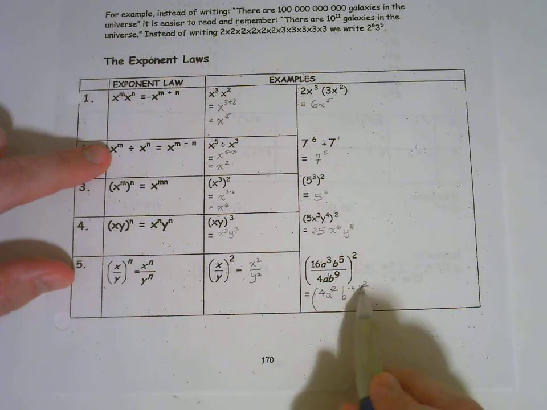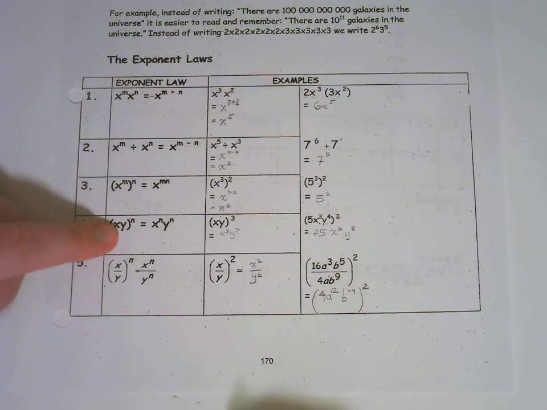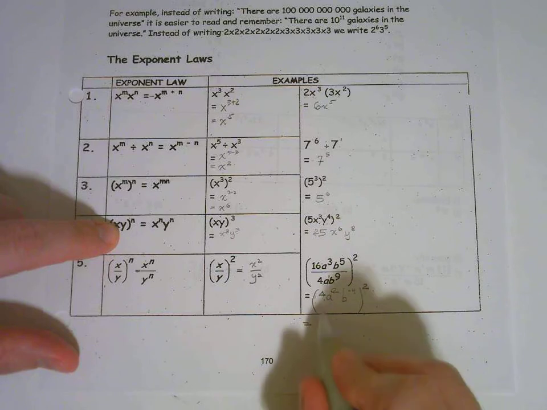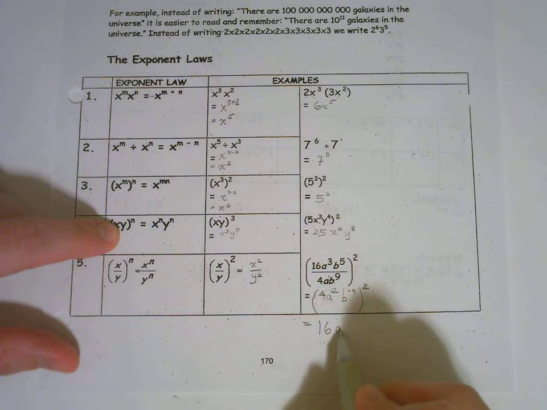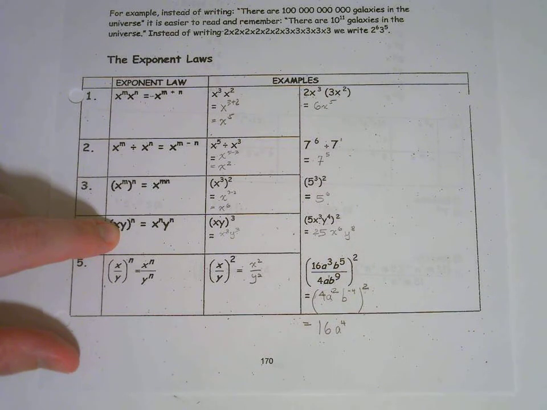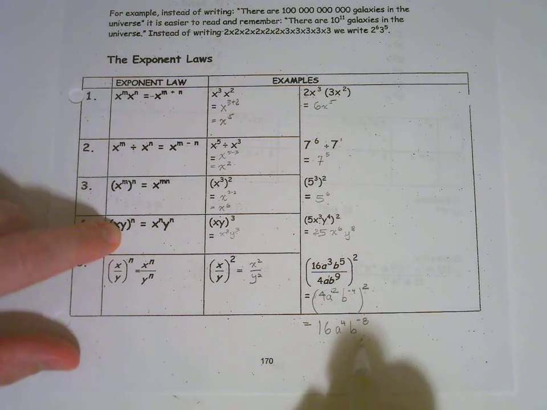The 4, the a squared, the b to the negative 4, and it's using rule number 4, which means this is going to look like 4 squared, 16, a squared squared, where the rule is to multiply exponents, and then b to the negative 8, and we'll see in a second how we deal with that negative exponent.